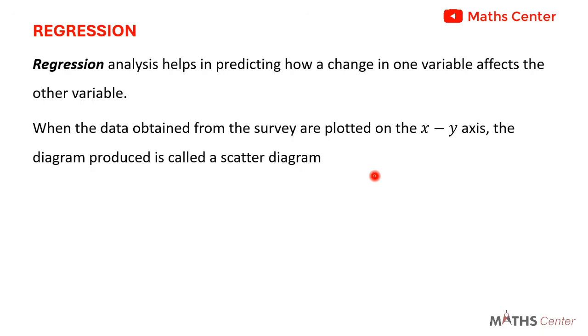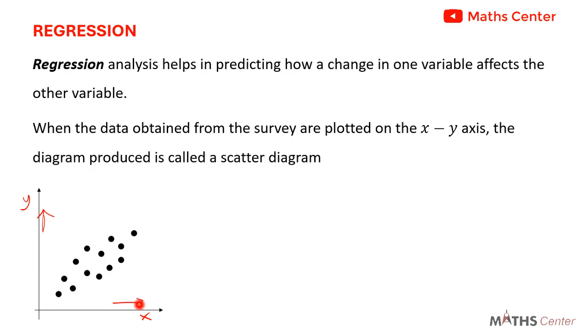So when you plot the data points that you collect from the survey on the XY axis, the diagram that you produce is called a scatter diagram. It looks something like this. You have your y values here and you have your x values here. When you plot them, it can look something like this. Now, from what you have here, you can see that generally, as the y values increase, the x values also increase. So this signifies a positive correlation.